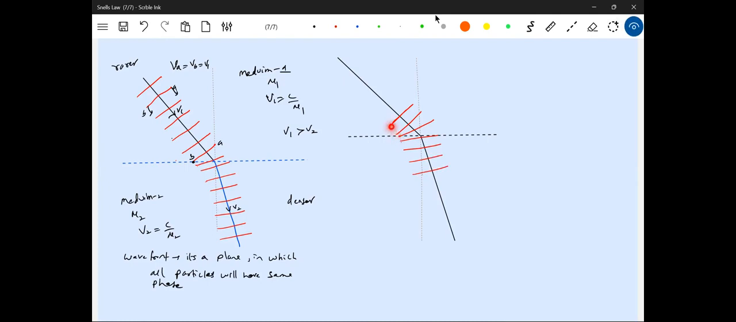Here, what is the speed of the wave? Points B and A will be the same. Now they will be the same. The very next moment, the speed of B will be less compared to A. In a given interval of time, this will cover more path, this will cover less path. Therefore, the wavefront will bend. I just magnified it.